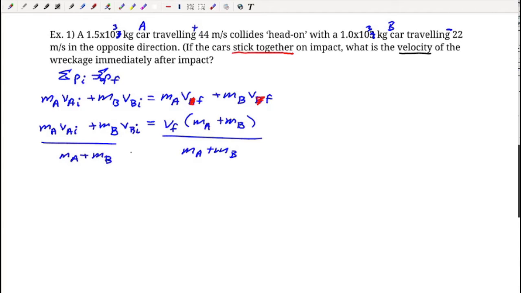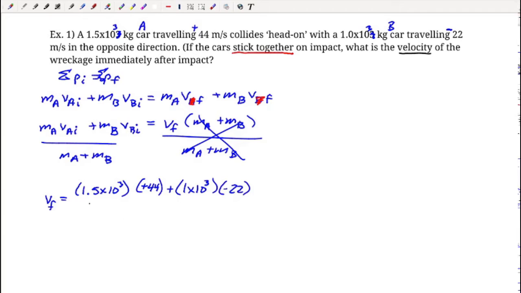Okay, let's see if we can use that to plug in our information. V final equals, again, watch out for the negatives and the positives. So our first mass is 1.5 times 10 to the 3, and my first velocity is a positive 44 meters per second, plus mass B, 1 times 10 to the 3, and our second velocity is a negative 22 meters per second, all over our two masses combined.